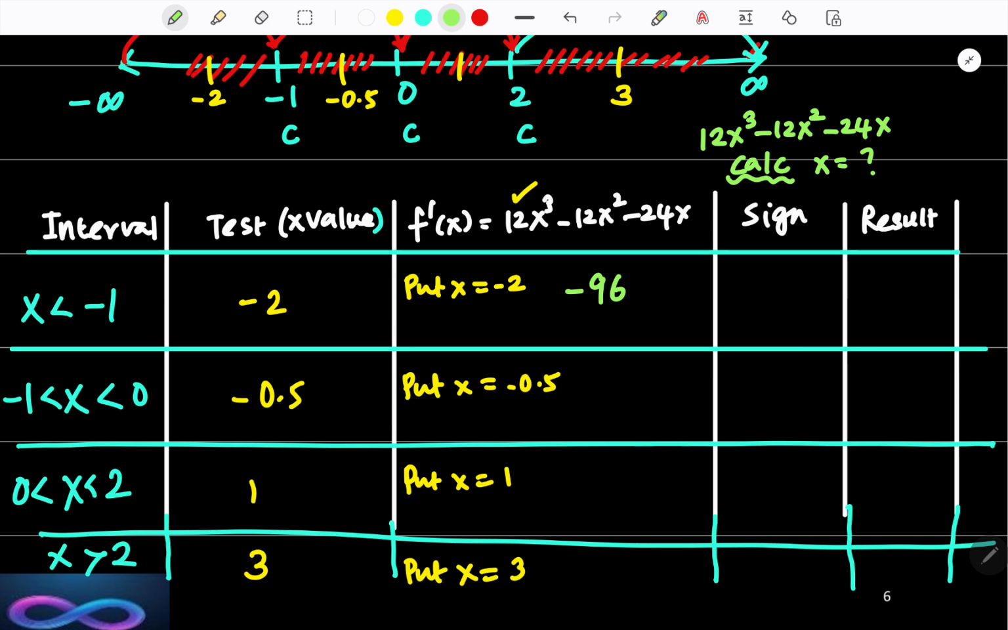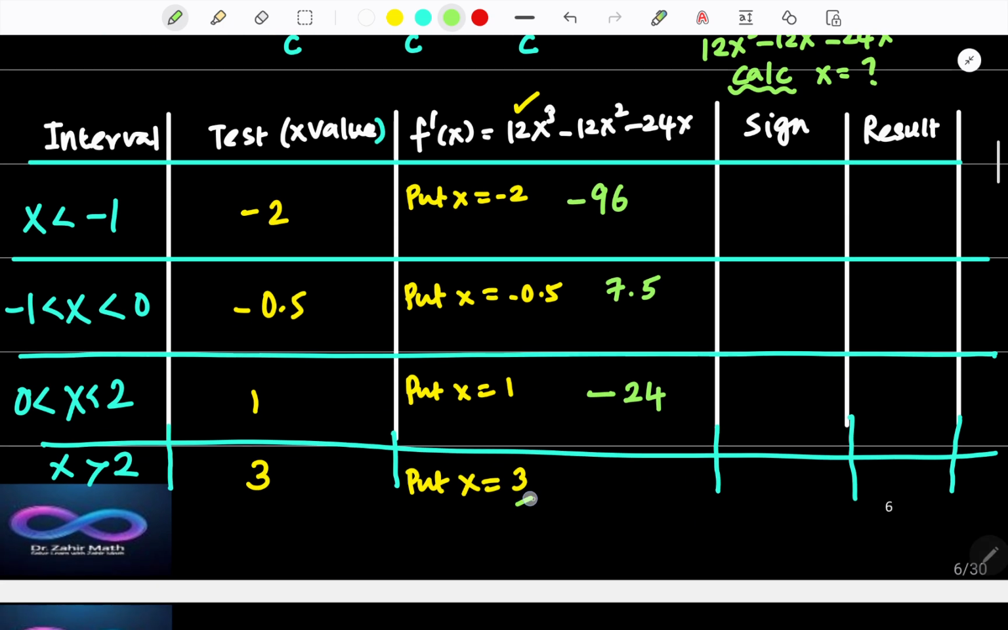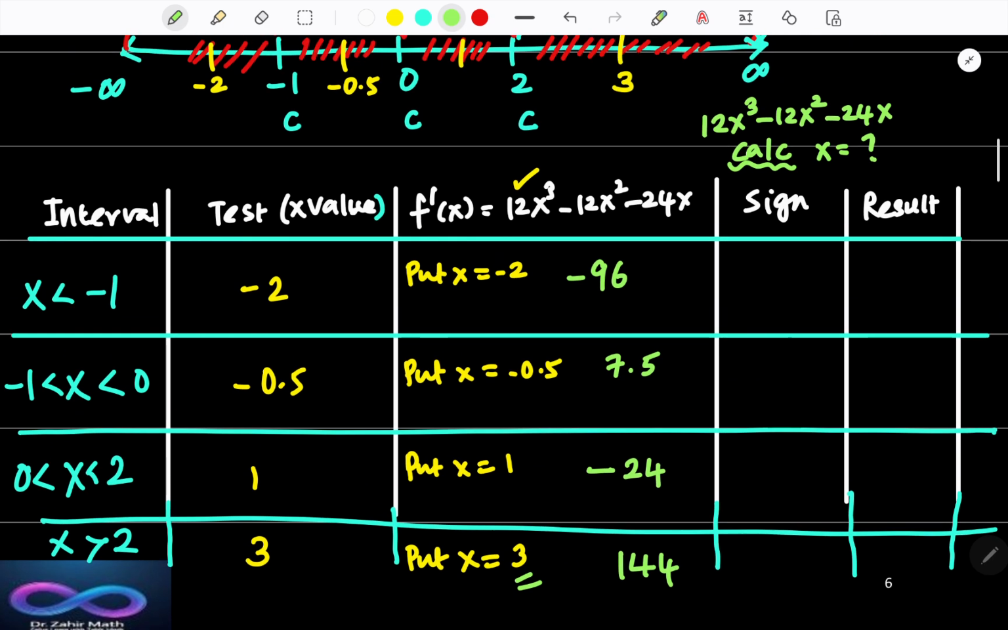Again press calc. The calculator will ask x question mark. Put x equal to negative 0.5, press equal, and you will get 7.5. Again press calc, put x equal to 1, press equal, and you will get minus 24. Again press calc, put x equal to 3, and you will get 144. Sign means positive or negative. Here negative, here positive, here negative, here positive. Clear everybody?